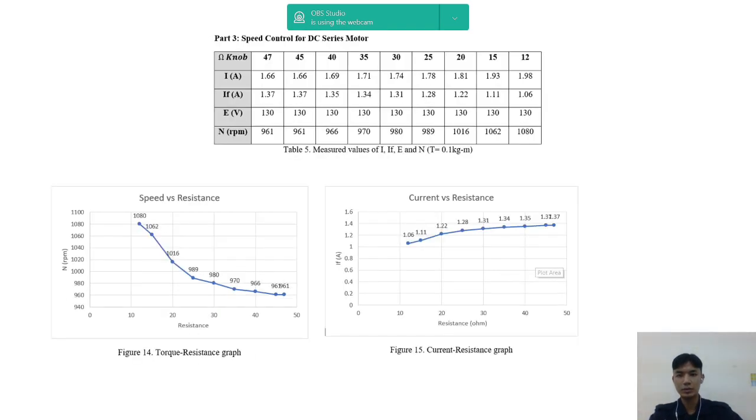Okay, for part 3, speed control for DC series motor, this is the result table for part 3 experiment. Okay, this is the graph plot for the speed resistance graph. You can see that the speed decreases when the resistance increases, and for the current resistance graph, you can see that the field current increases when the resistance increases.